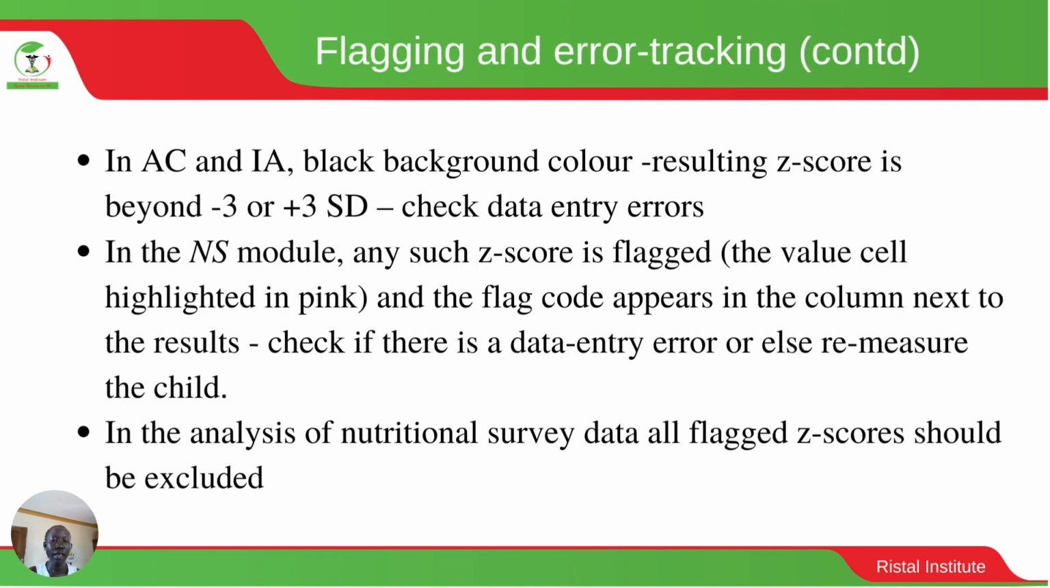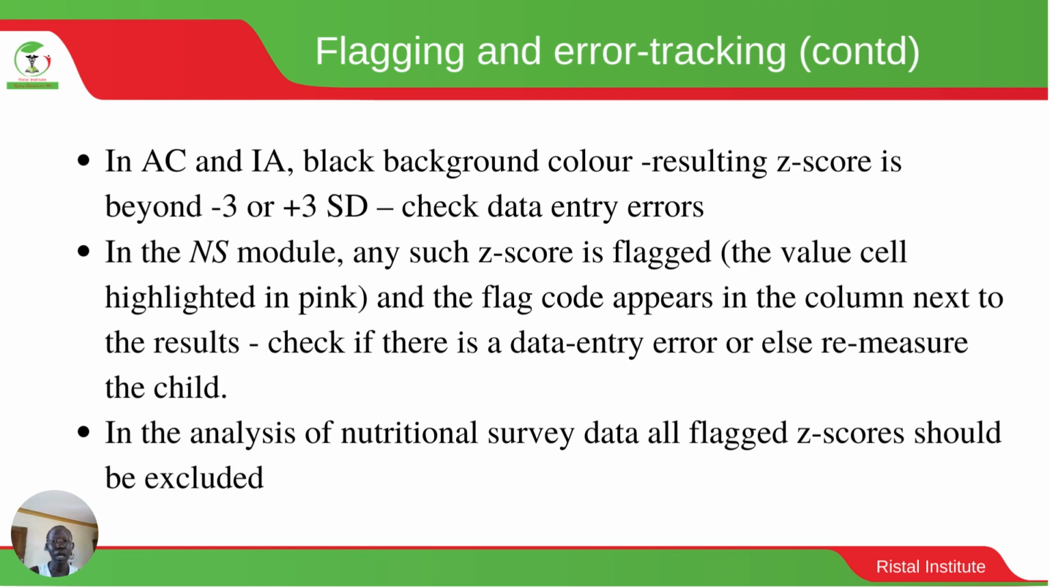In SC and IA, a black background color shows the resulting Z score is beyond -3 and +3 SD. So that enables you to check the data entry errors. Then in the nutritional status module, any such Z score is flagged. The value cell is highlighted in pink, and the flag code appears in the column next to the results. This can help you to check if there is a data entry error, or else you can remeasure the child so that you can get accurate values.